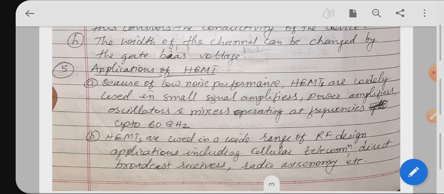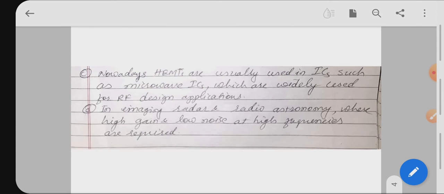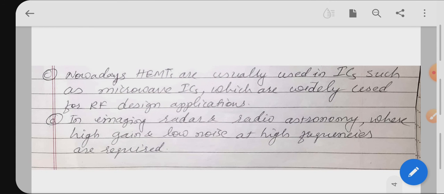HEMTs are used in a wide range of RF design applications, including cellular telecommunication, direct broadcast receivers, radio astronomy, etc. Also, nowadays HEMTs are usually used in integrated circuits such as micro ICs, which are widely used for RF design applications. HEMTs are also used in imaging, radar, and radio astronomy, where high gain and low noise at high frequencies are required, okay.